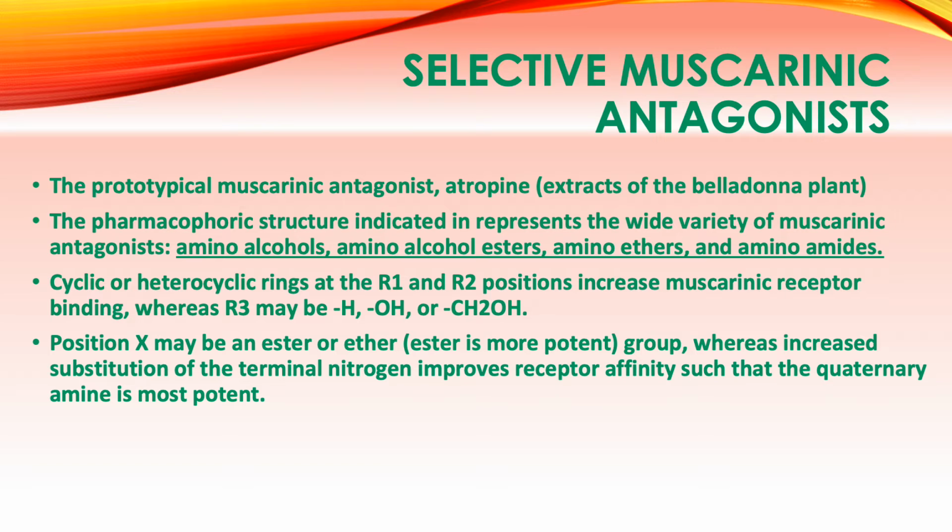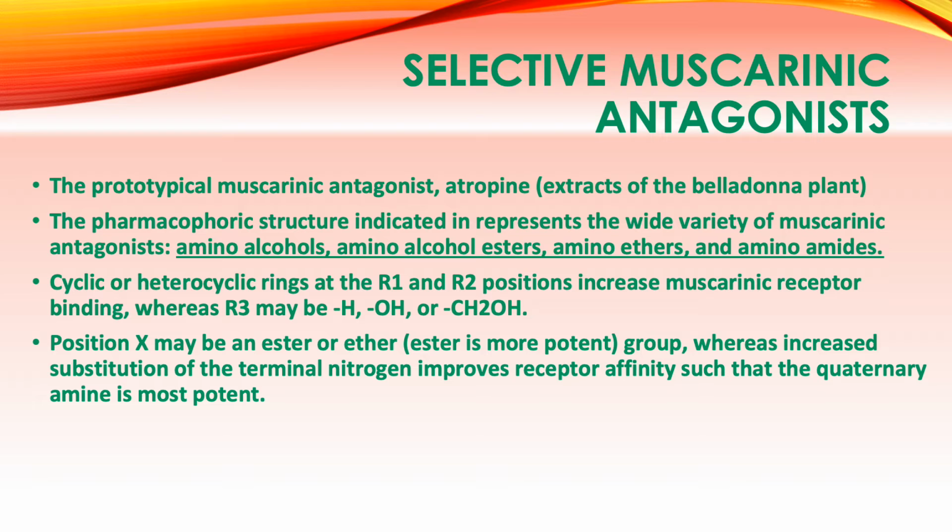So for selective muscarinic antagonists, the prototype muscarinic antagonist is our atropine. It is an extract from your Atropa belladonna. So the pharmacophoric structure indicated represents the wide variety of your muscarinic receptor antagonists. So it has to have amino alcohol esters, ethers, and amino amides.